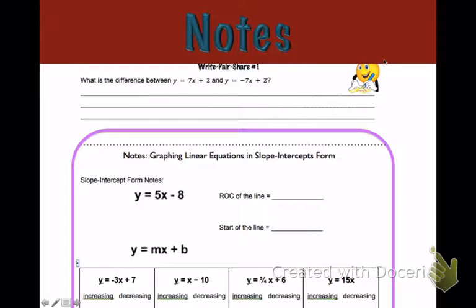All right, so for today's notes, we are going to complete them right underneath the first write-pair-share. So we are going to be going over graphing linear equations in slope-intercept form. So what is slope-intercept form?